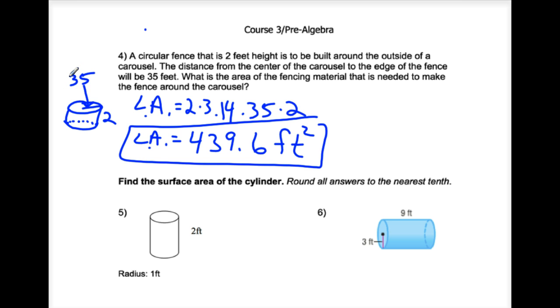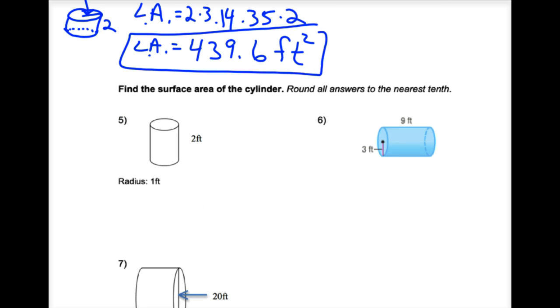Okay, go to number 5. Ms. Van Pelt, read us the directions above number 5. Find the surface area of the cylinder. Write all answers to the nearest 10. Now, surface area means the same thing as total surface area. You're going to find the whole thing here.